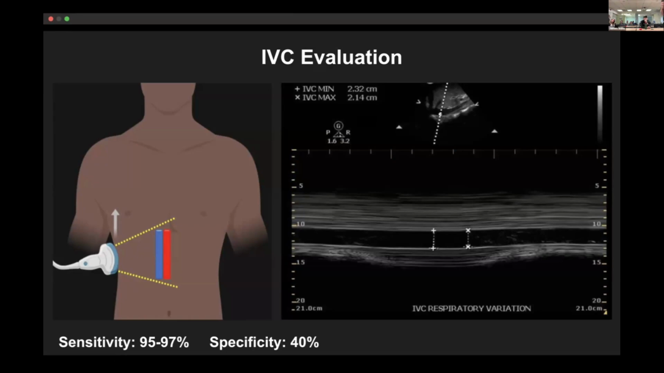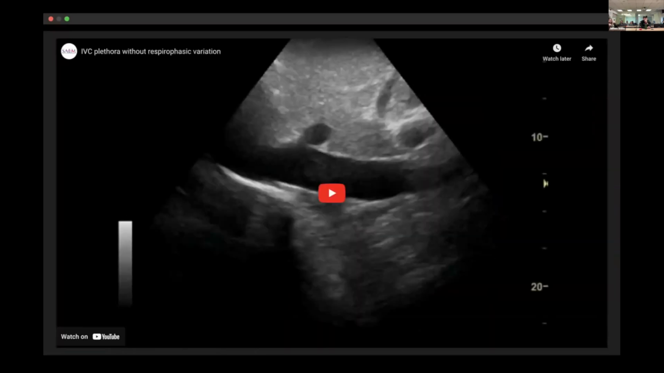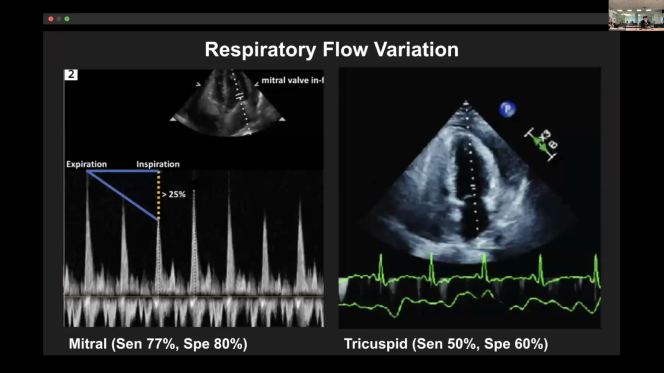So if the diameter is greater than 2.1 centimeters and the collapsibility index is less than 50% during inspiration, then it's concerning for a plethoric IVC. And these machines have auto IVCs. And then we all have seen plethoric IVCs. This one works. Cool. Just remember to measure out to the right spot.